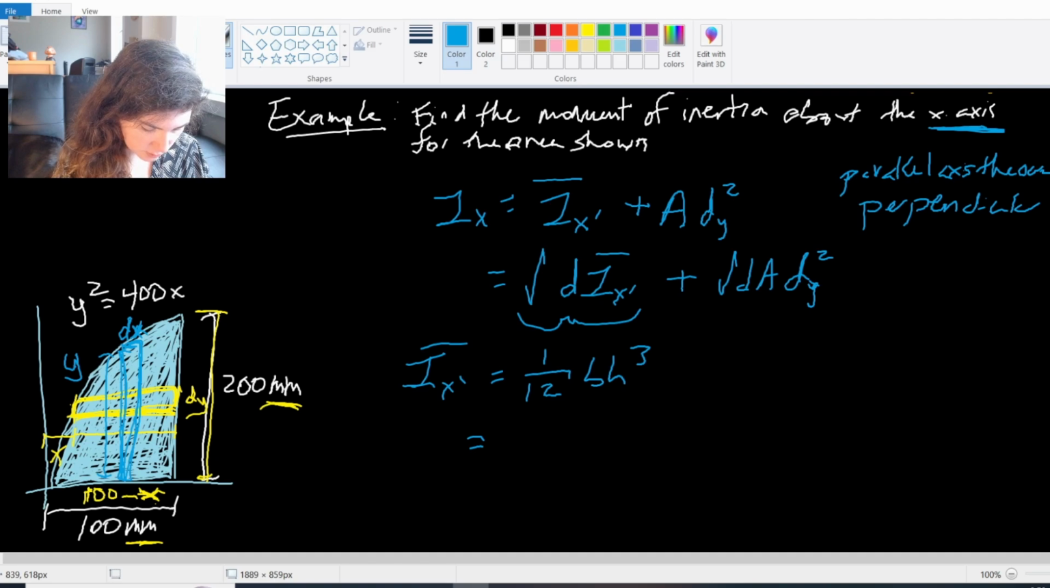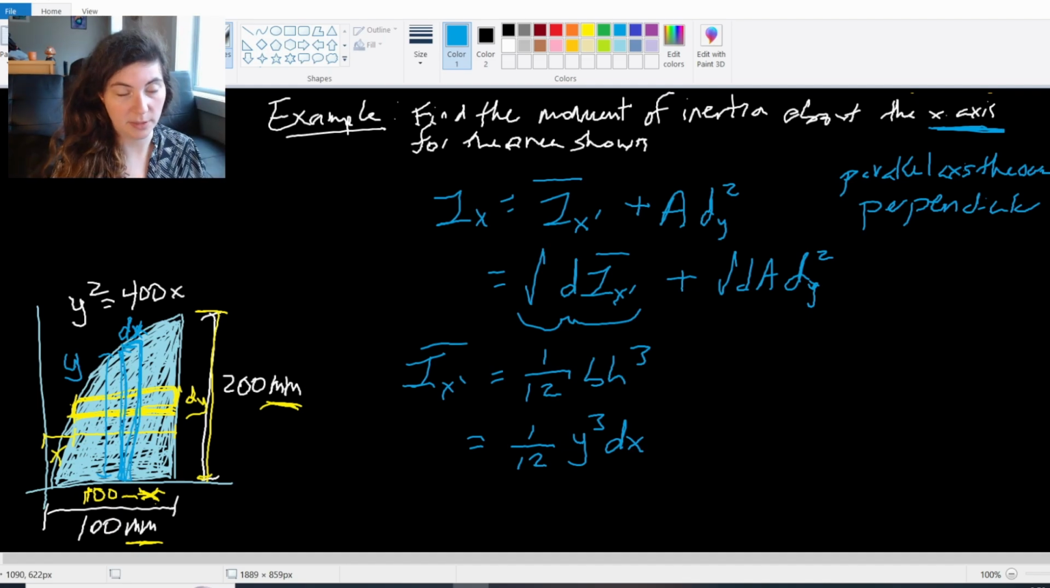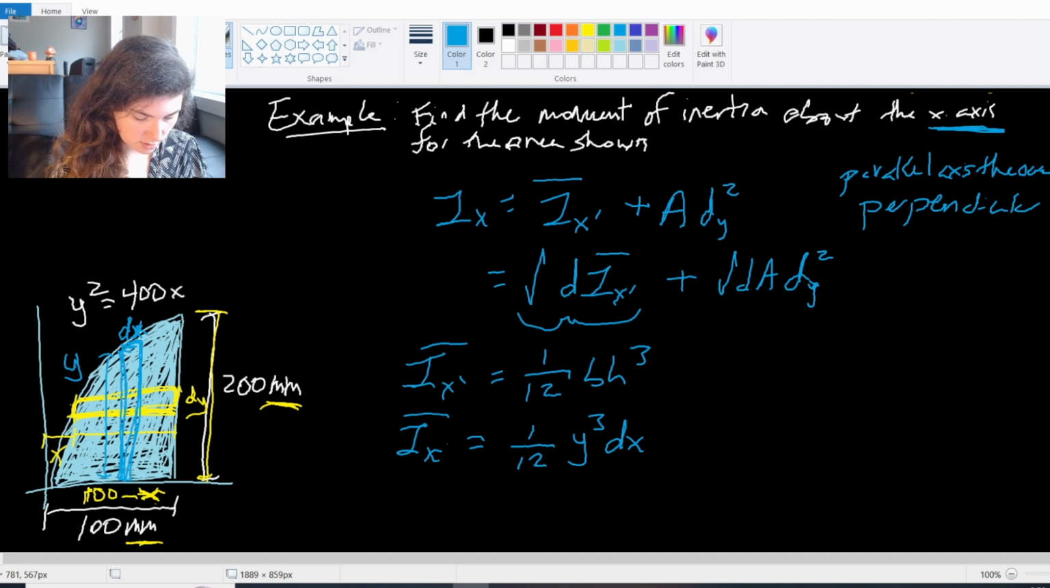So this means that for us, we have 1/12. Our height was y, so y cubed, right? That h cubed became y cubed, and the b is dx. So I just flipped their placement there. This becomes the term that we put in here, and obviously we're going to have to do an integral because of this dx term, because of that little differential. So we know we're going to be doing an integral there, and this is our component for this section here.